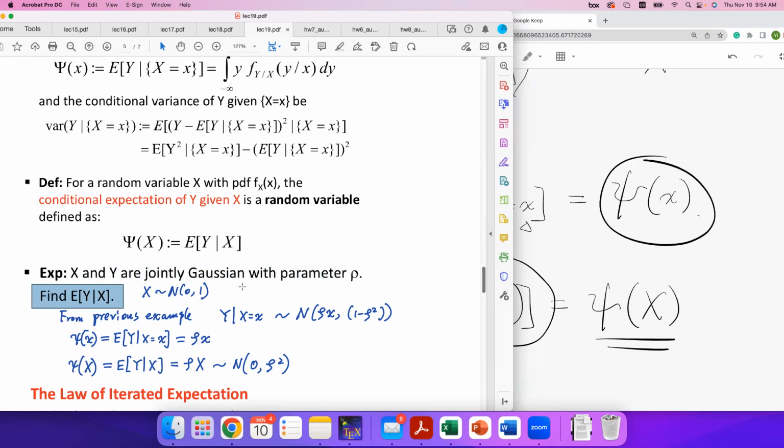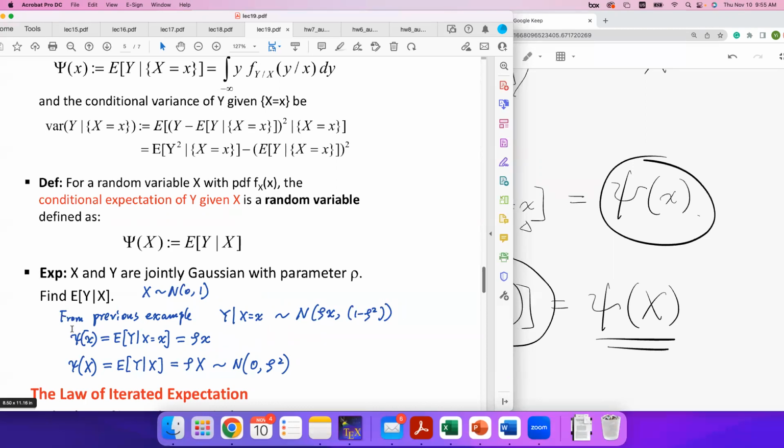Right. And because they are jointly Gaussian, the marginal distribution is always a standard normal distribution. Okay? And from the previous example, we have calculated that when we condition on a specific realization of x, y given this realization follows such a Gaussian distribution. Okay, so the mean depends on this x, the realization. The variance is a constant.